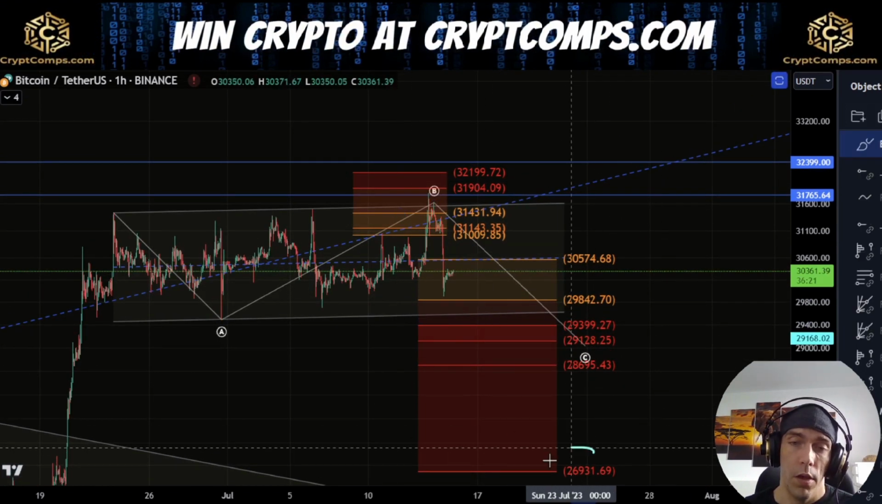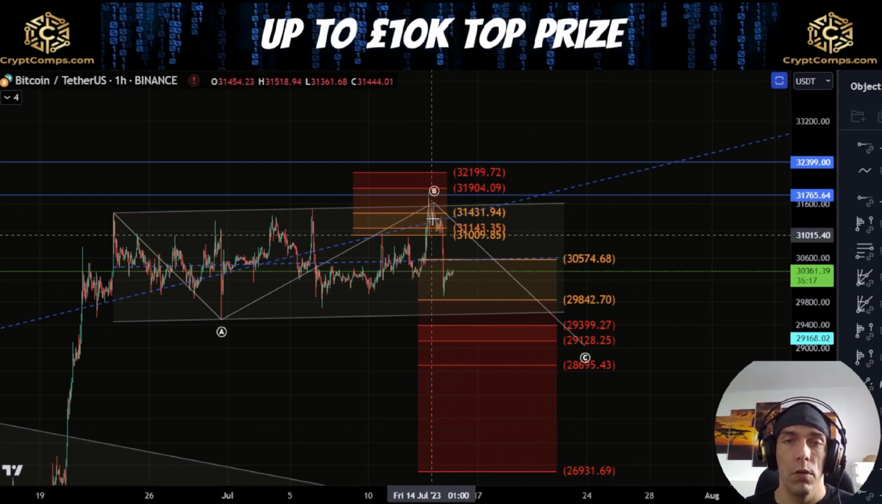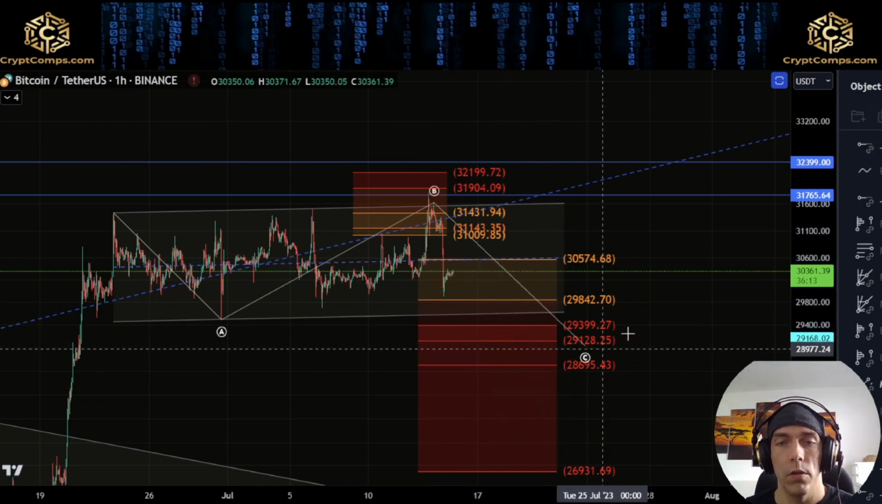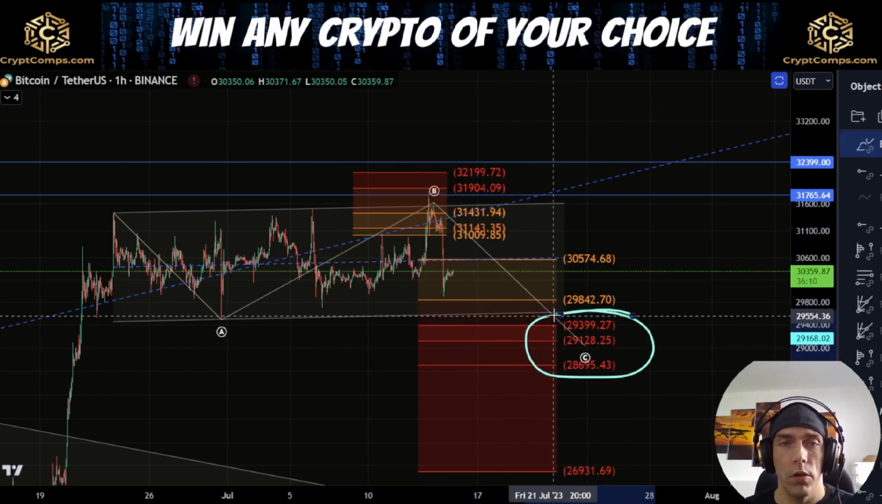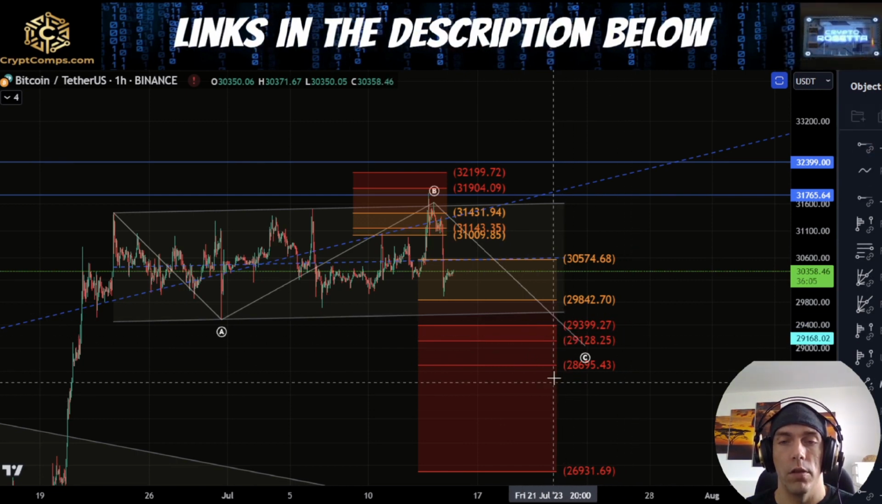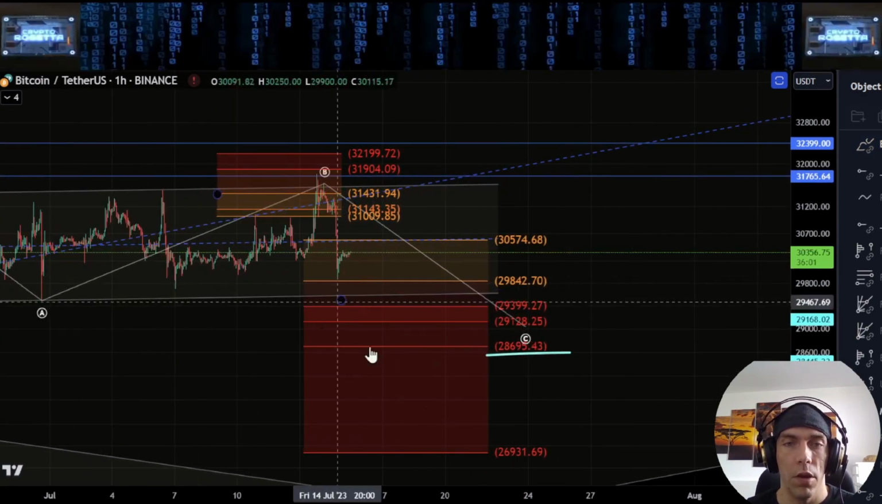It would be a very strong C wave if this is the case. But what we also need to be looking out for is if we do form something like a diagonal or something down into these ranges, what our common target here for an expanding flat would be, it would be this 29,399 to this 28,695. So that's our common area that we're looking for.